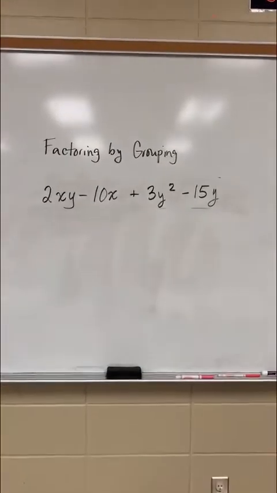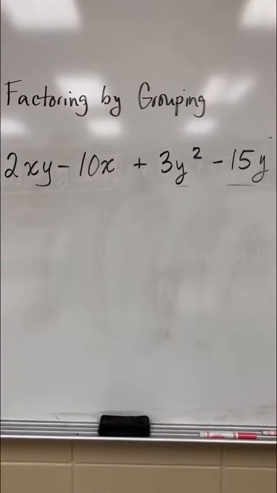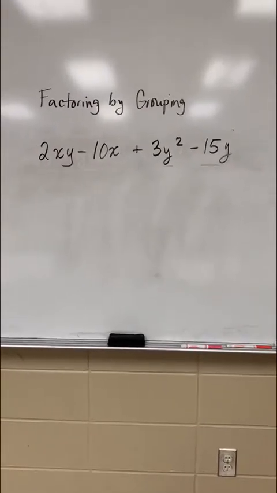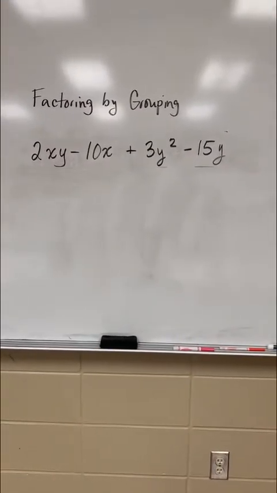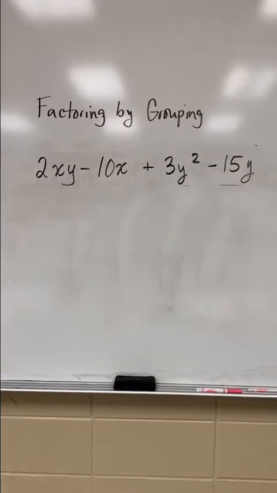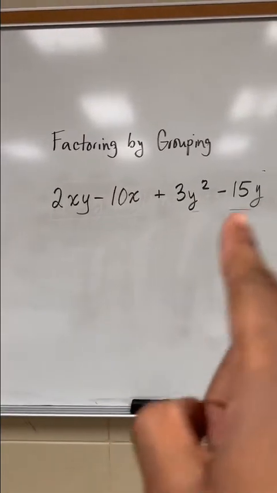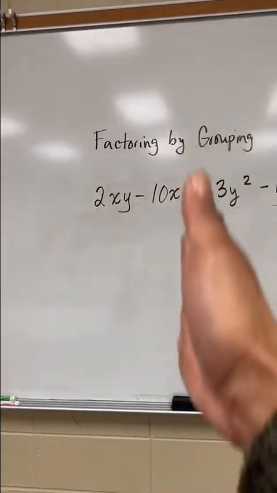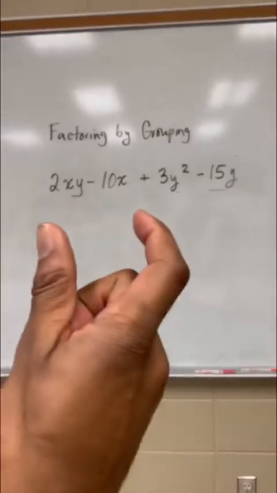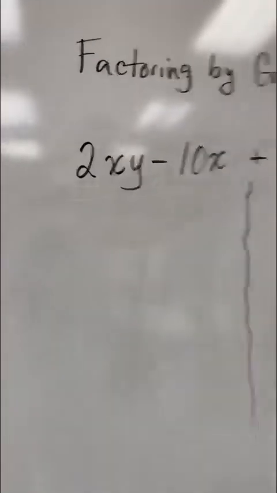So here's the working example. I have 2xy minus 10x plus 3y squared minus 15y. One of your number one giveaways that grouping is probably going to be your route to the correct factors is that a lot of times they will be grouped into 4 terms. 1, 2, 3, 4. That allows you to split it down the middle. You have 4 terms. You can split it down the middle. Look at this one separately, look at that one separately. All right, so follow me through this one.